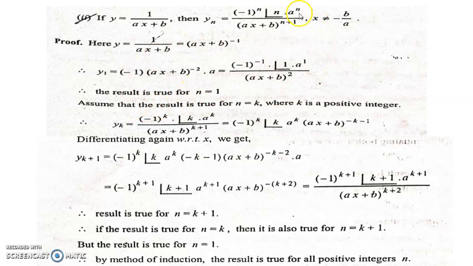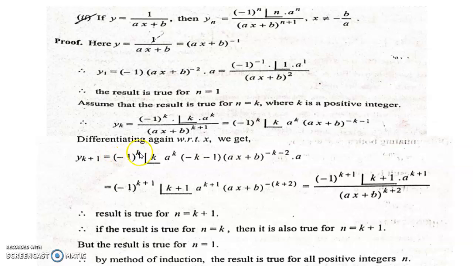Let us suppose the result is true for n is equal to k. So simply put n is equal to k here. Now again differentiating with respect to x, we get y_(k+1) is equal to minus 1 to the power k, k factorial, a raised to power k. All these are constants. Derivative of ax plus b to the power minus k minus 1 is minus k minus 1, ax plus b to the power minus k minus 2. Derivative of ax plus b is a.